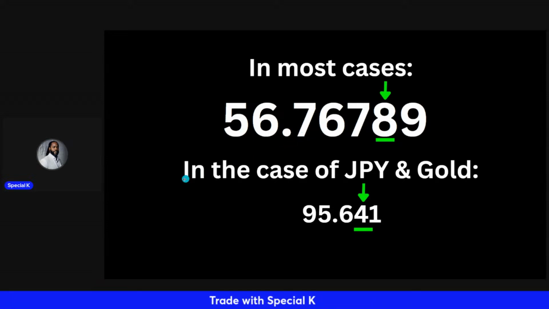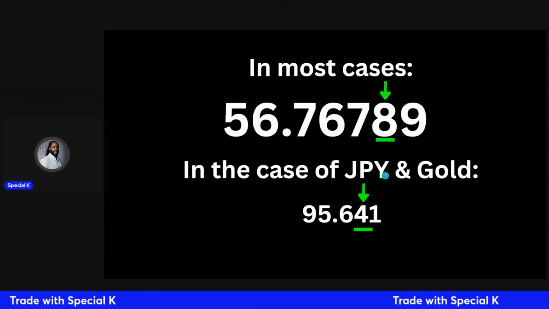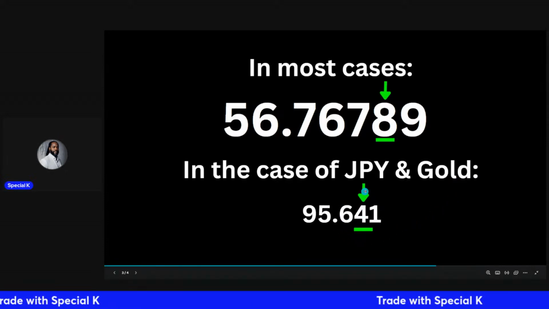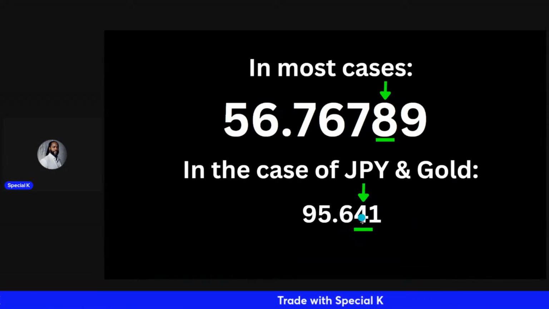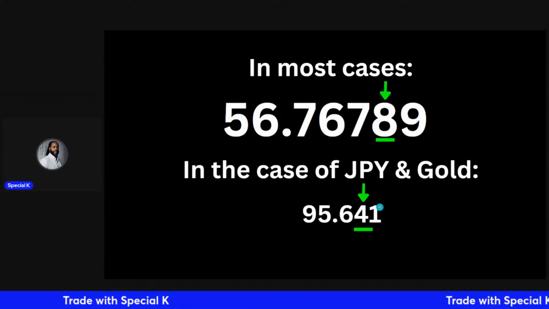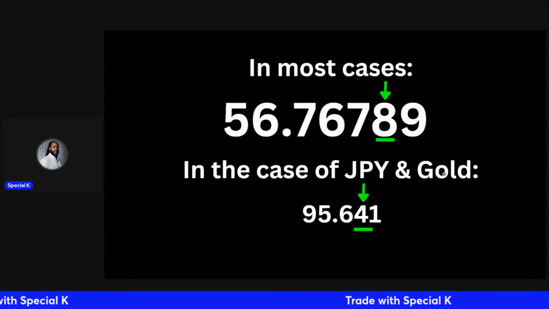There are a few cases where it's a little different. In the case of a JPY pair, which is the Japanese yen, gold is also counted a little differently. On gold and JPY, it's counted on the second digit. So from this decimal, you count over 2 places. The second digit is the actual PIP, so the 4 becomes the actual PIP, and the 1 becomes the actual pipette. On the next screen, I'm going to show you how to count it.